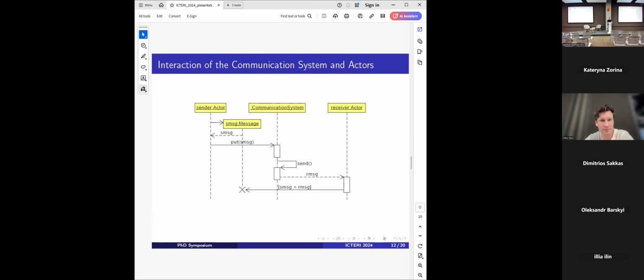Similarly, each actor also operates in a loop. Each actor receives messages from the communication system. An actor executes its sequential behavior based on the message's content. And once the task is complete, the actor sends a new message back to the communication system, continuing the cycle.